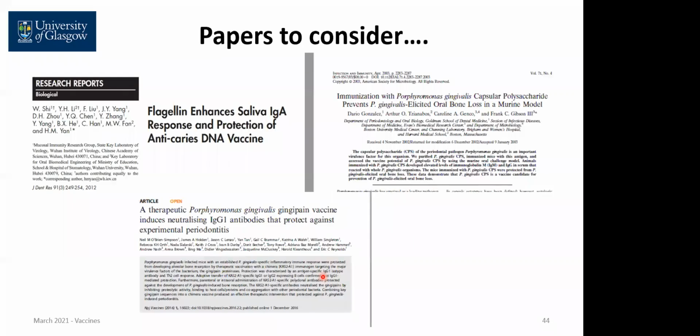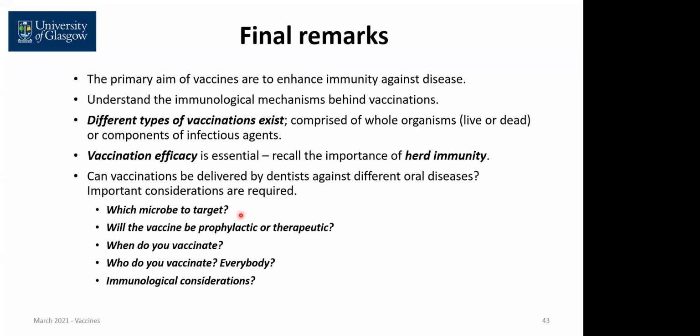The next slide shows three papers, which I want the master's students to go away and consider. I will make everything clear in the email that I send to everyone before the session. But here are three papers to consider. This is a potential vaccine against caries, and these two papers on the right-hand side are potential vaccines against periodontitis. So when you are reading these papers, I would try and consider each of these points.